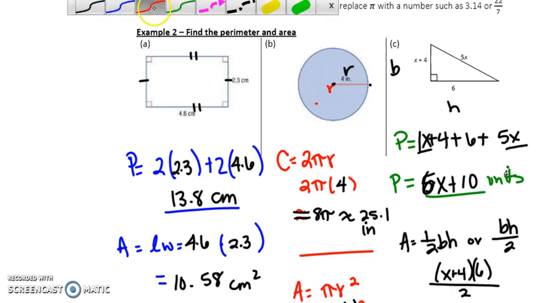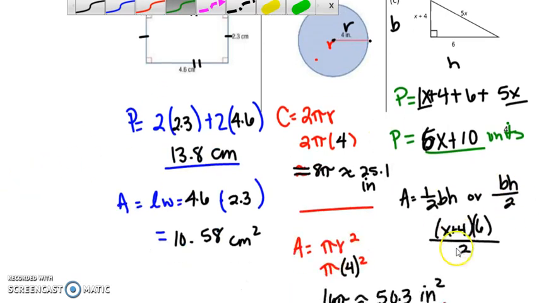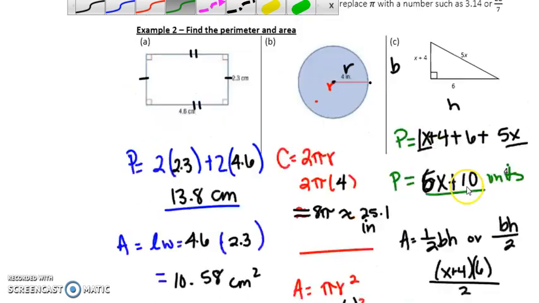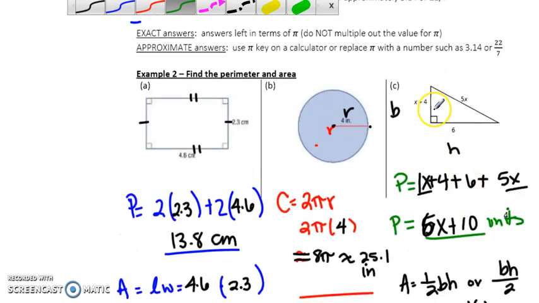We then have our area is 1/2 base times height, or base times height divided by 2. So when we take a look at our area, we have our base times our height. Now be careful, because our base is here and our height is here. The hypotenuse is never a base or a height. So base, bottom, and then height, 6.